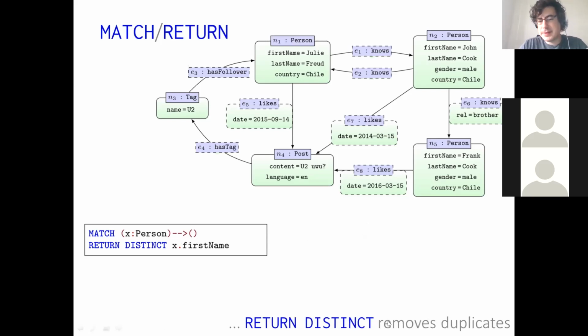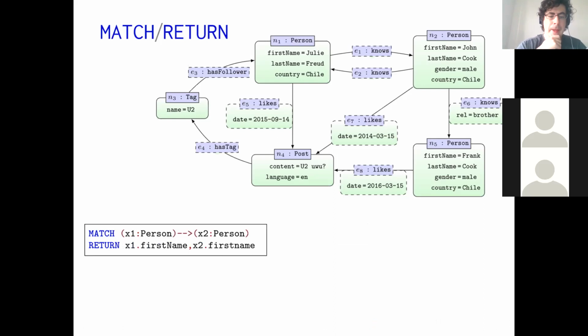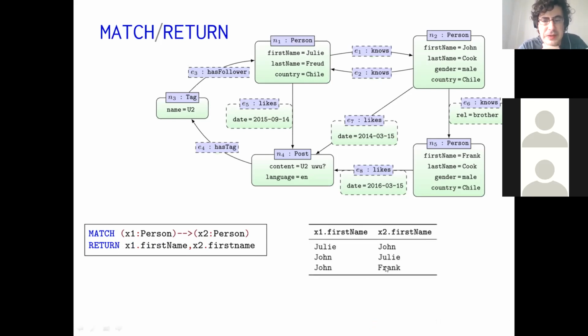So if we don't want duplicates, we're not interested in multiplicities, we can use return distinct to remove the duplicates, as in the results here. So in this case, we're matching people who link to people, and we're interested in the first name of the first person and the first name of the second person. So we would have Julie, John, John, Julie, and we would have John, Frank. So here we get the results that we would expect, each only once because each pair only has one edge associated.